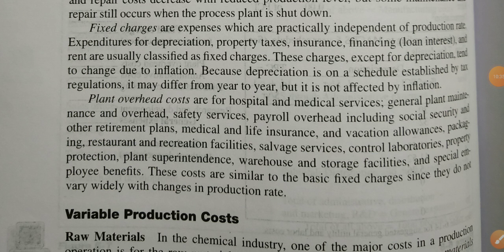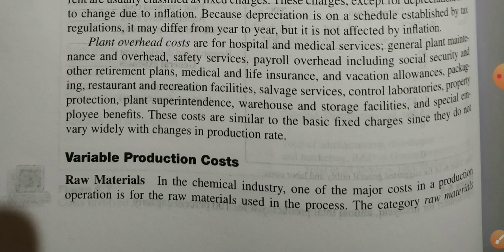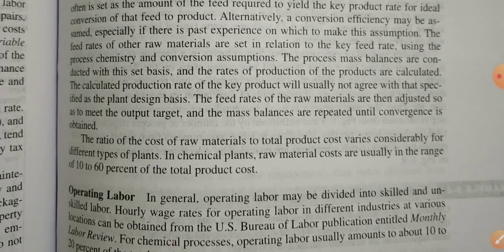Now, special employee benefits. These costs are similar to the basic fixed charge since they do not vary widely with change in the production rate. ઓકે, પ્રોડક્શન રેટ પર તમે ઘણી બધી વસ્તુ જોવાનું આવશે, જેમાં રો મટીરિયલ્સ છે, ઓકે, ઓપરેટિંગ લેબર્સ છે. આપણે નેક્સ્ટ લેક્ચરમાં ડિટેલમાં ડિસ્કસ કરીશું કે આપણે વેરિયેબલ્સ કયા કયા અંદર આવી શકે. ઓકે, પ્લાન્ટ ઓવરહેડ કોસ્ટ.